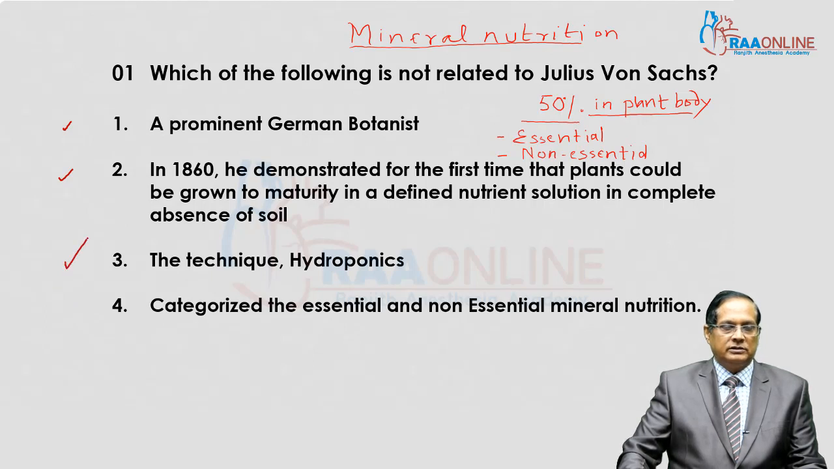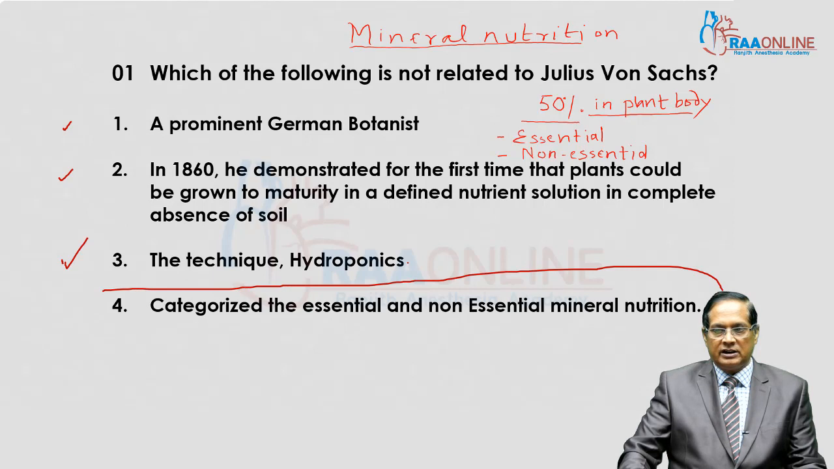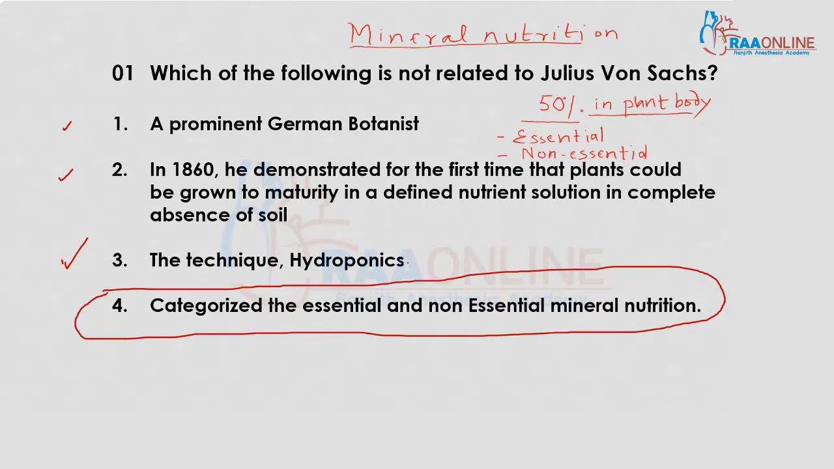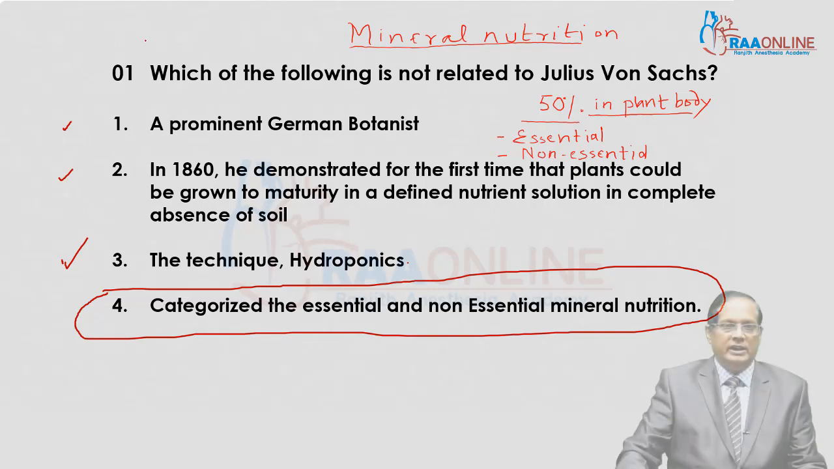He also developed or described the technique of hydroponics. What is hydroponics? That is soilless growth of plants. But the fourth one is incorrect because he didn't classify those minerals into two categories, essential and non-essential elements. So the last one is incorrect.